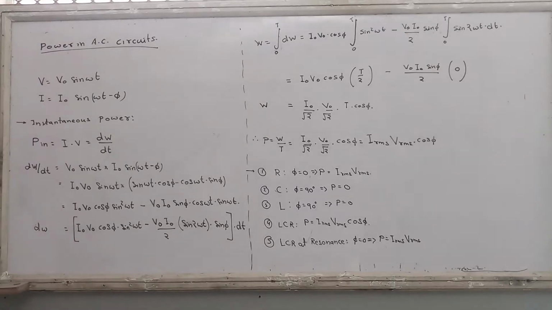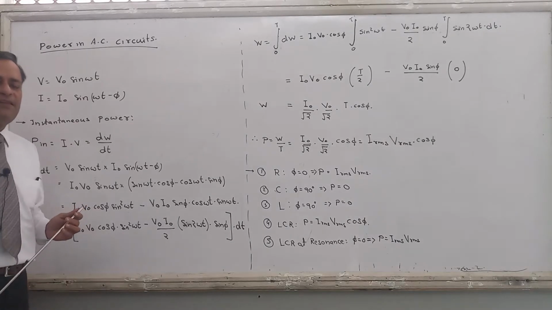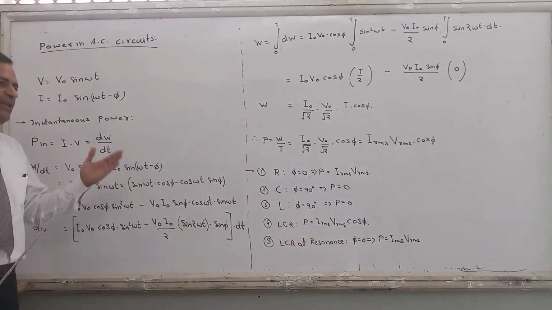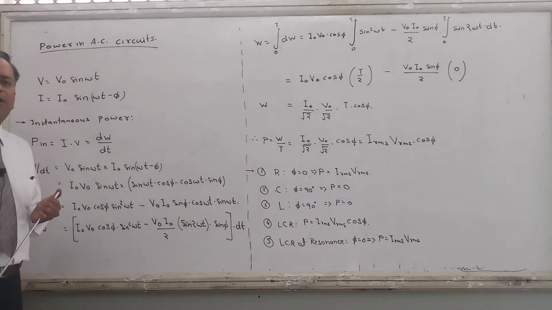Morning friends, in this video we discuss the power in AC circuits. Okay, the basic formula of power that we know for DC circuits is given by three formulas: P equals I into V, V square upon R, I square into R. Here we will derive the expression for power as applied in AC circuits.